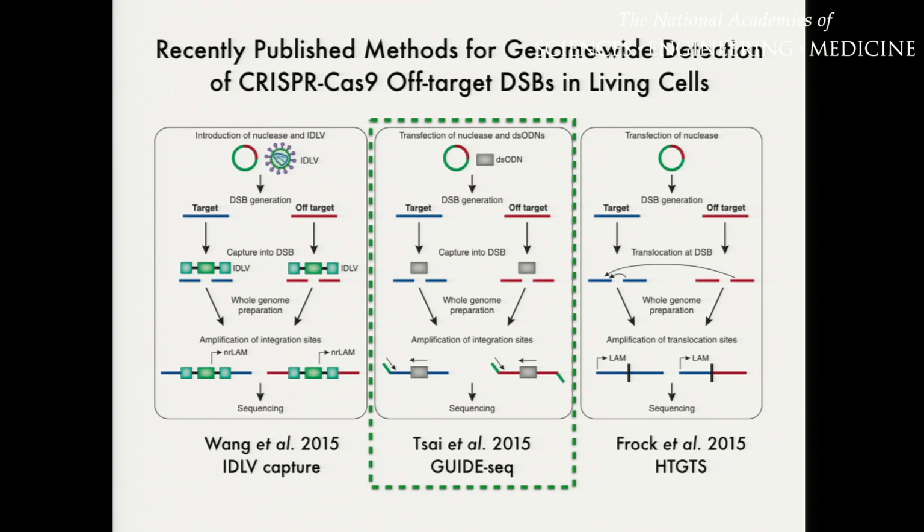So I've described to you GUIDE-seq, which is our method for identifying off-target double-stranded breaks. There are also other methods. Before GUIDE-seq, there was this integration-defective lentiviral capture method that was first developed by Richard Gabriel, Von Kalle's lab, as well as this high-throughput translocation sequencing method. So there are a number of different genome-wide methods for finding off-target double-stranded breaks.